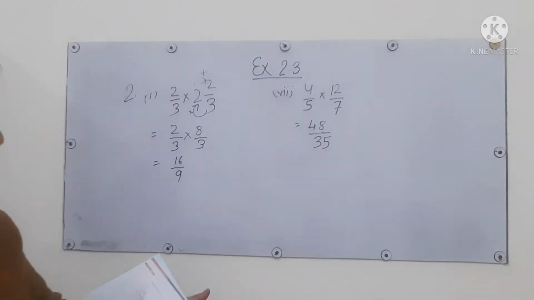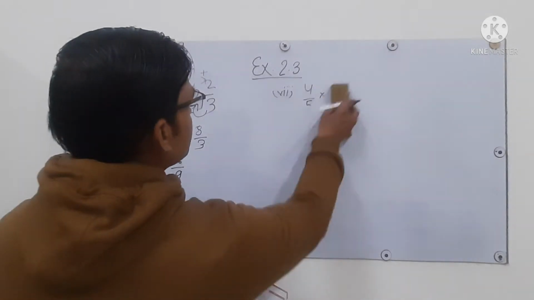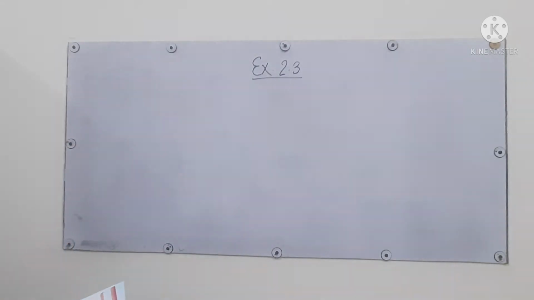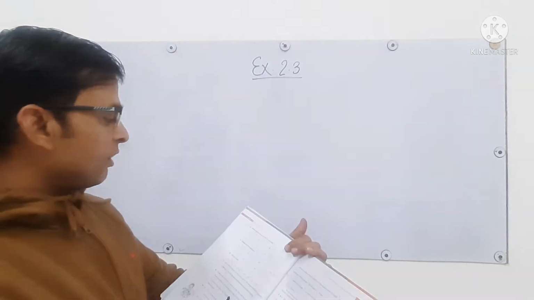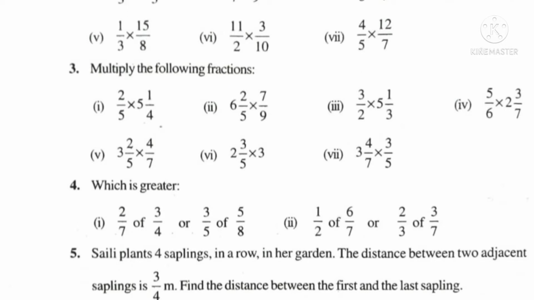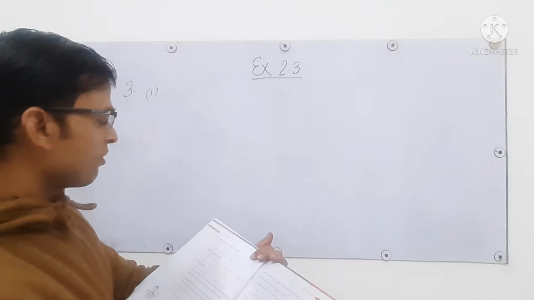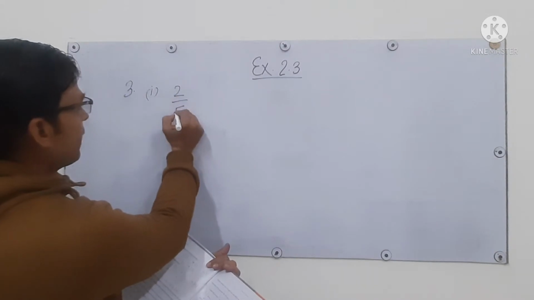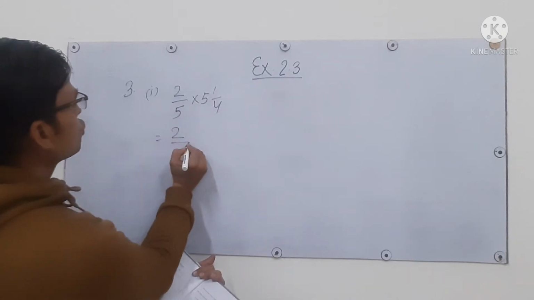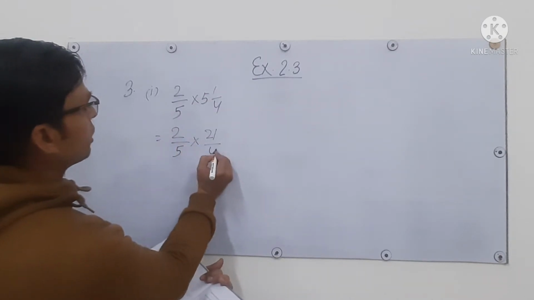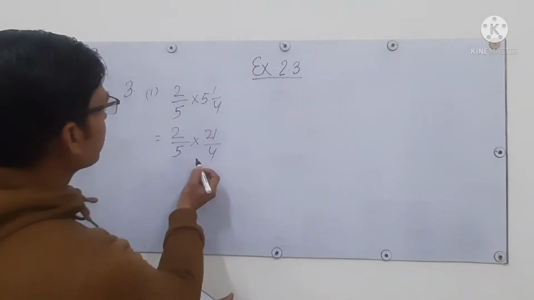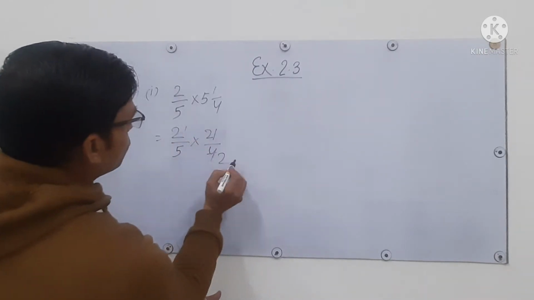And now we will proceed to solve question number 3. Question number 3 is also a very easy part, and here we have to just multiply the following fractions. You can see question number 3 on your screen also. We will again solve its part 1 and part 7. Part 1 is written as 2 by 5 cross 5 1 by 4. So here it is 2 by 5 cross 21 by 4. Now we can just cut it to the lowest form. So what will be the lowest possible form? It will be 2 and the 2 to the 4.